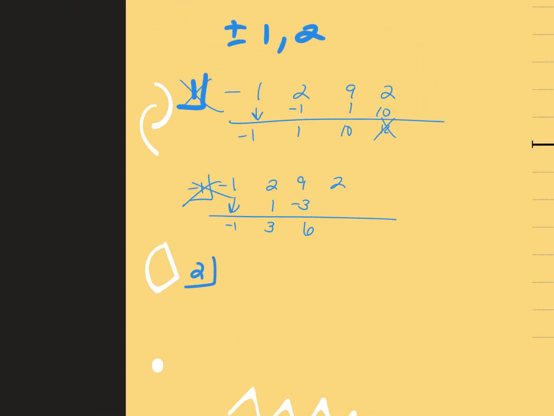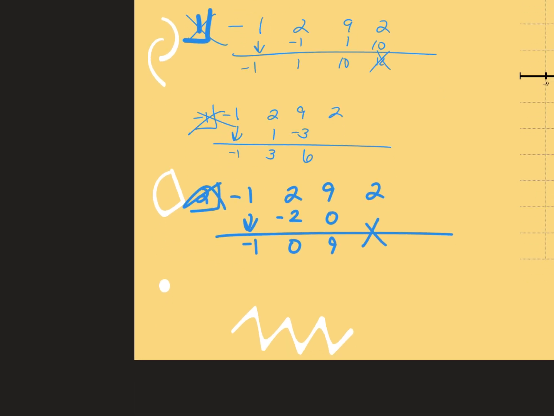Let's try 2. So negative 1, 2, 9, and 2. Bring down that negative 1. Negative 1 times 2, negative 2. Negative 2 and 2 is 0. 0 and 2 times 2 is 0. 9 plus 0 is 9. Is this going to work? No? Okay. Now what else can we try?